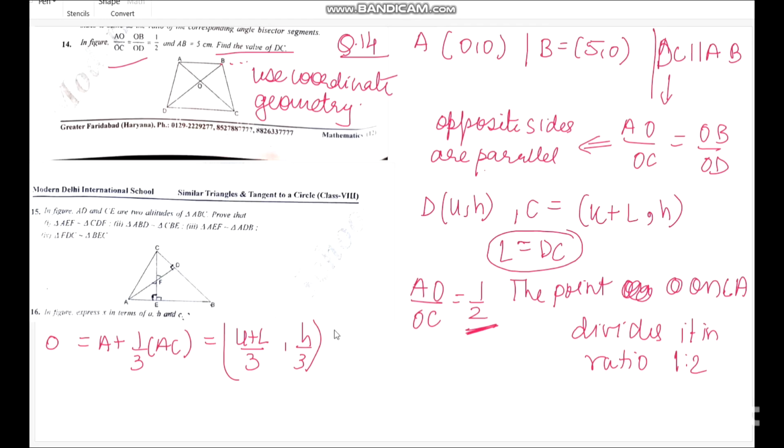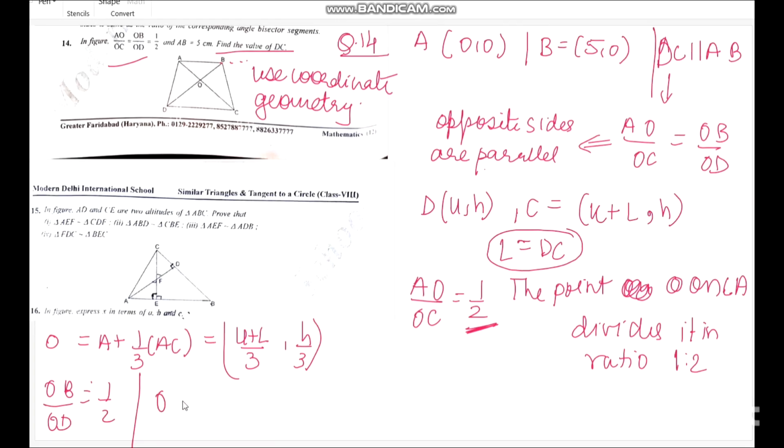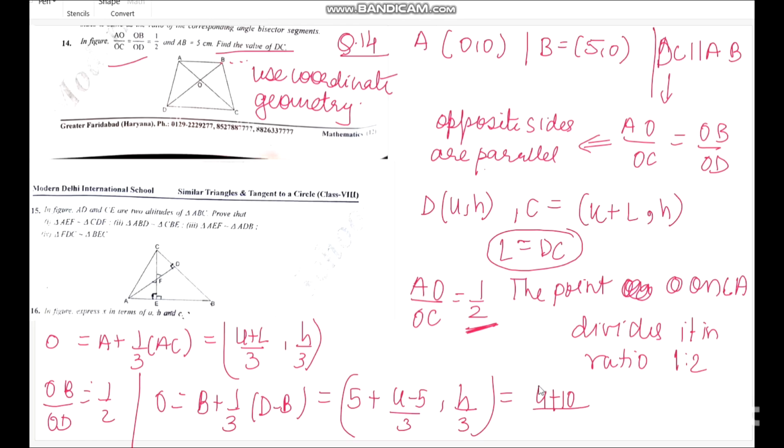So I will apply the same procedure we applied just before. OB upon OD is equal to 1 by 2, already given. So I will say it is also dividing in the ratio 1 by 2. So from here I will get point O as B plus 1 by 3 of D minus B, or I can say the coordinates of O from here are 4 plus 10 and 3 by H by 3. Okay, so these are the ratios.